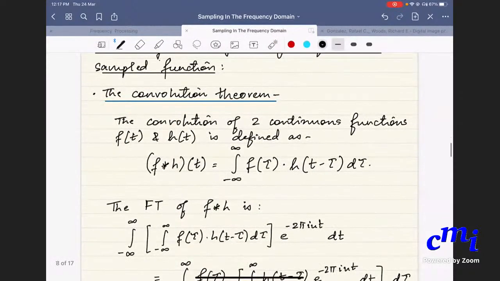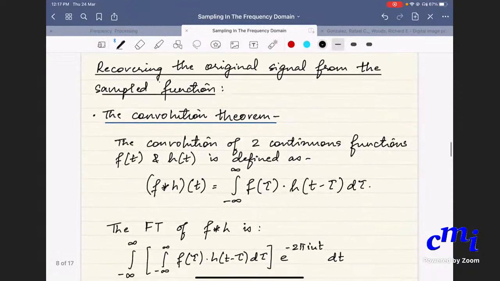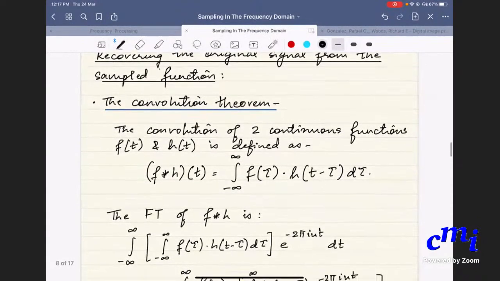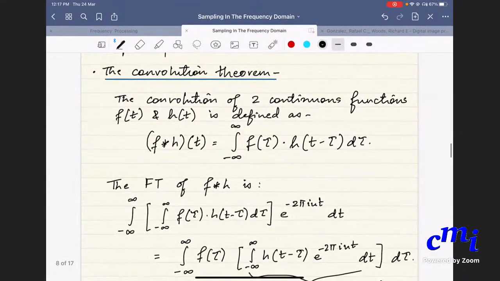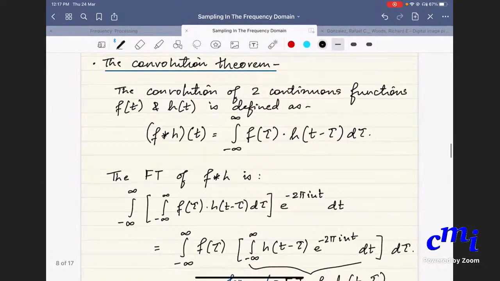Before we move ahead, we are going to need this convolution theorem all the time, so let's quickly get through it. The convolution of two continuous functions is defined in the following way: f star h at t is the integral of f of tau times h of t minus tau d tau, where tau is a dummy variable.